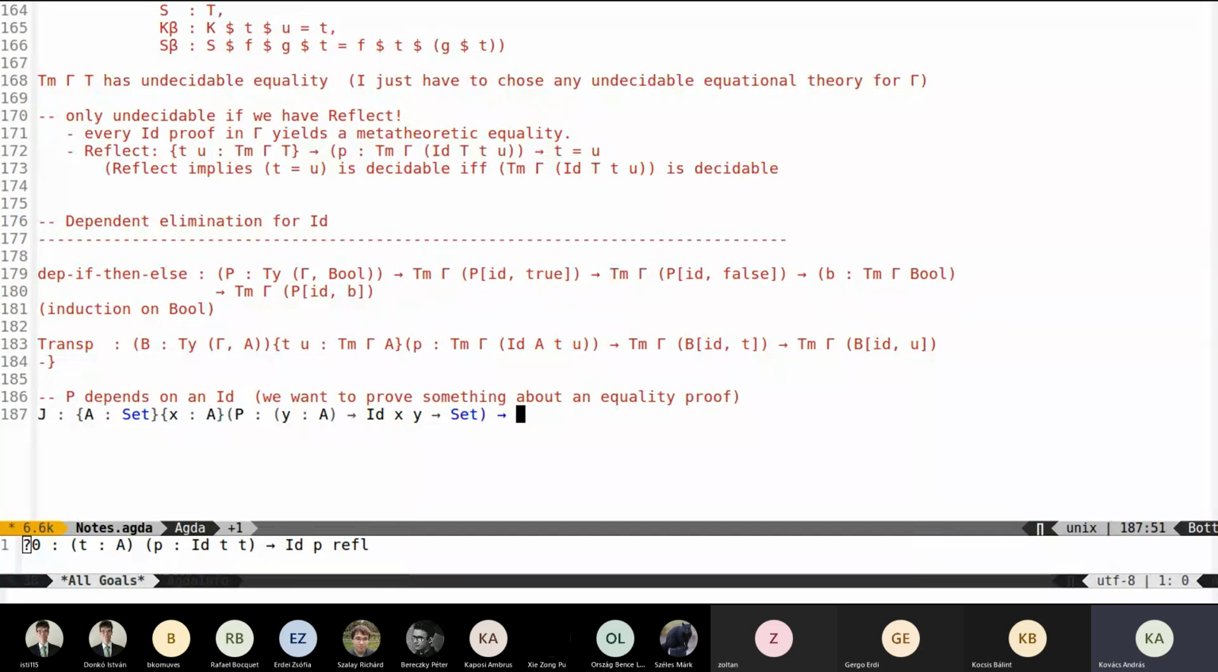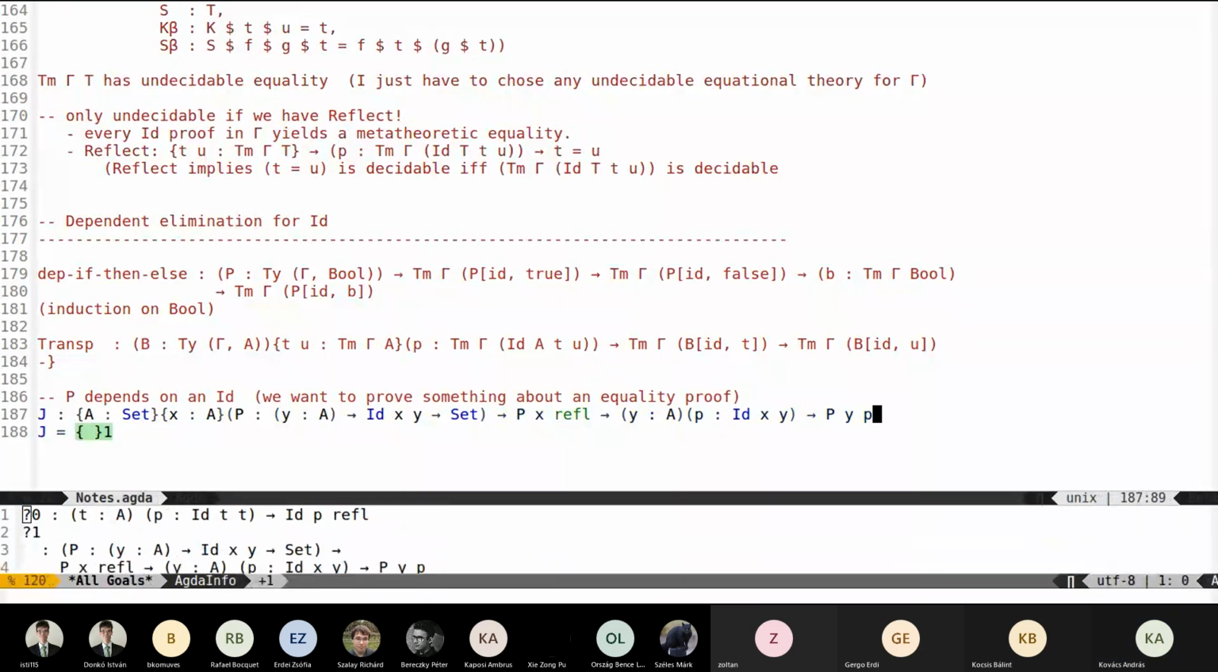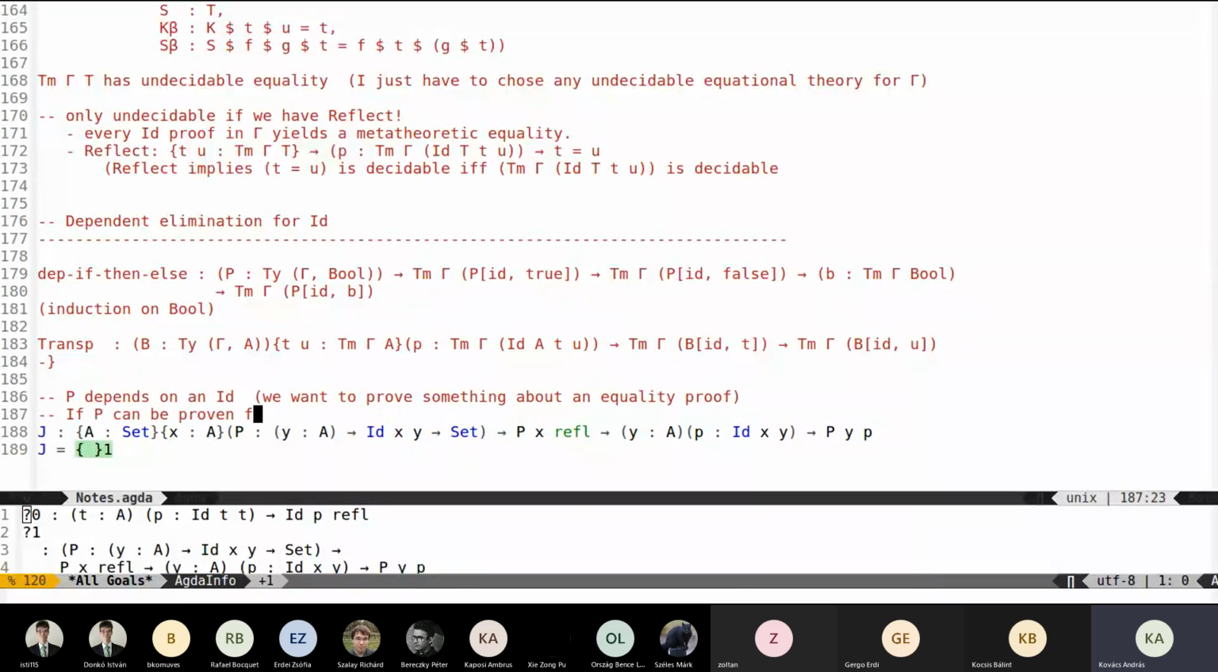Yeah, so if we have this, and if we can show P for X and refl of X, then for any Y and P in identity type of X and Y, we can also show large P of Y, P. So if P can be proven for refl X, then P can be proven for any P. This is kind of the idea of this induction principle.